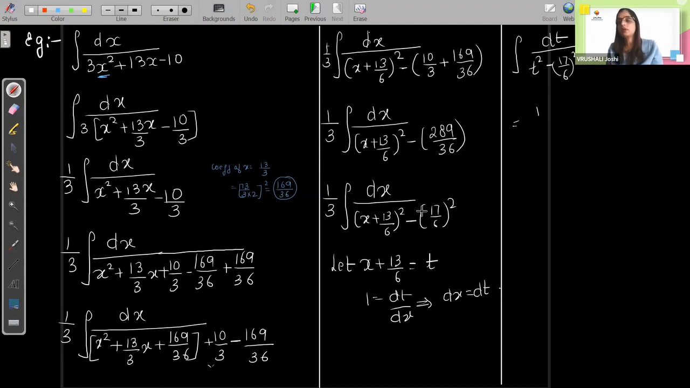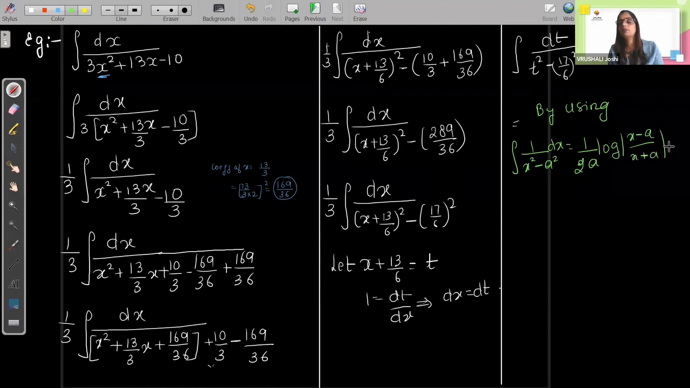फॉर्मूला इज integration of 1 by x square minus a square dx, that is 1 by 2a log of modulus x minus a by x plus a, modulus, plus c. आपको चाहिए तो आप लिख सकते हो यहाँ पर. Let's write down. Correct? By using what is that? Integration of 1 by x square minus a square dx equals 1 by 2a log of modulus x minus a by x plus a modulus plus c. Correct? This is what we have to use.